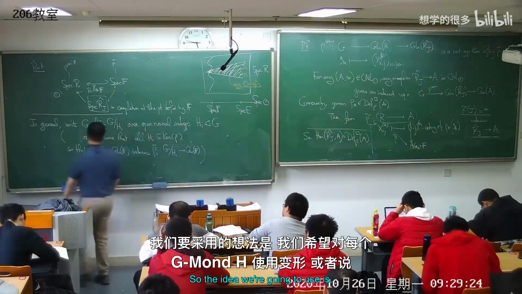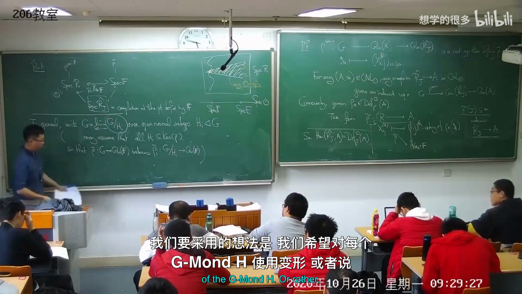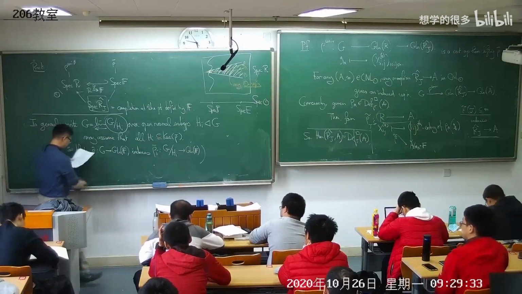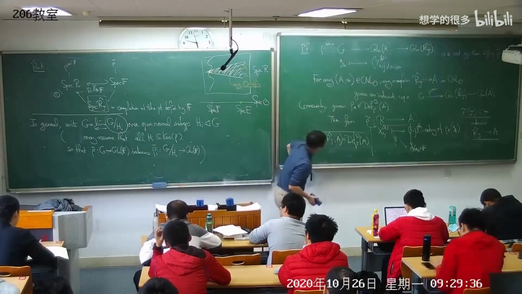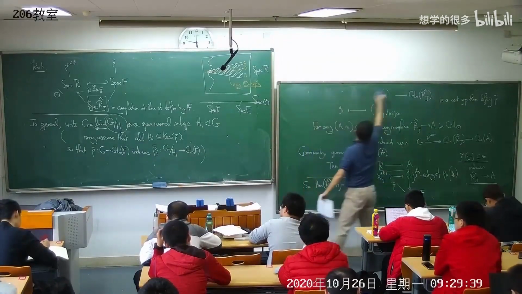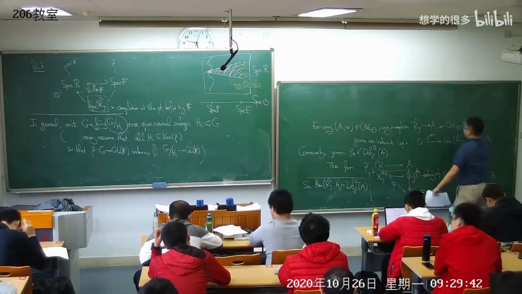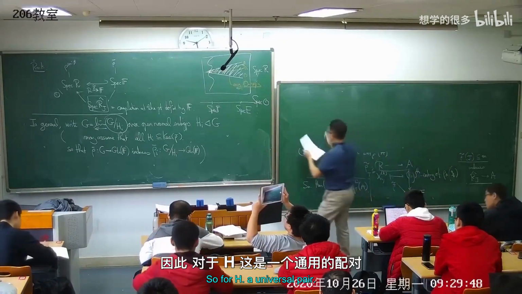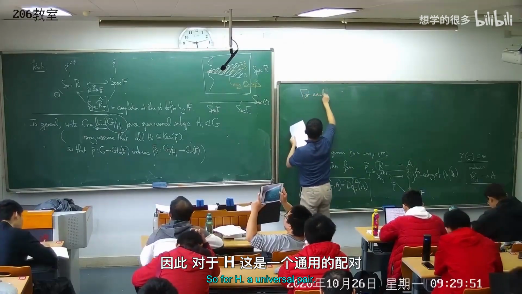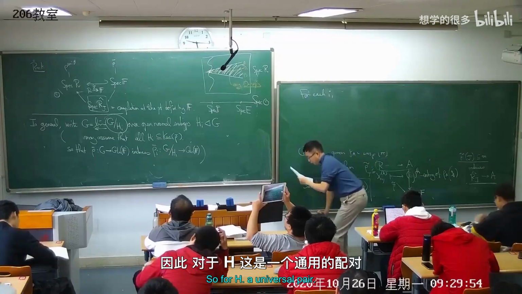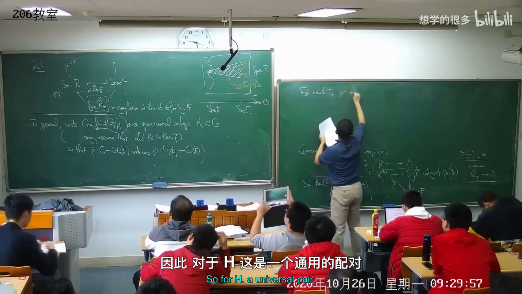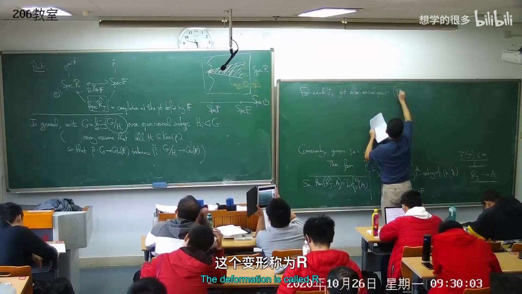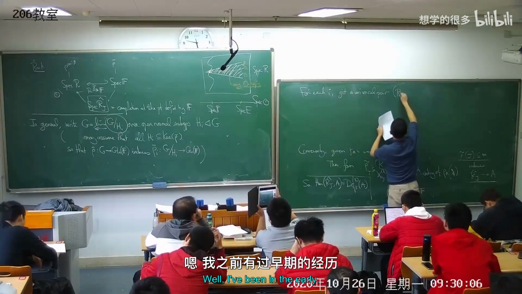So the idea we're going to use is that we want to use a deformation ring for each of the G mod H_i, or rather, a deformation ring for rho_i bar, to get the deformation ring for G. What we do: so for each i, we get a universal pair. The deformation ring is called R.